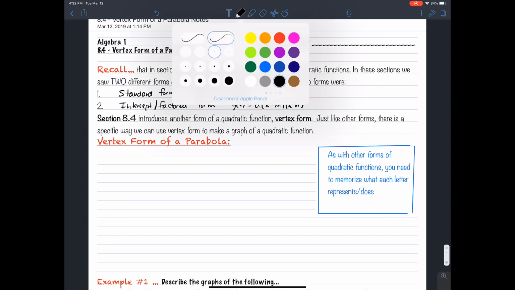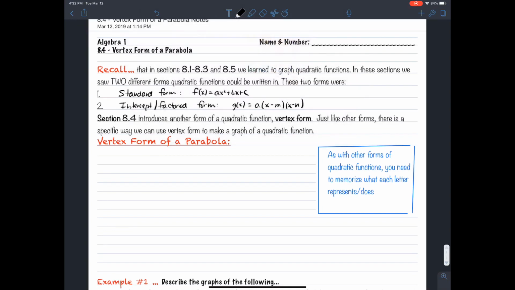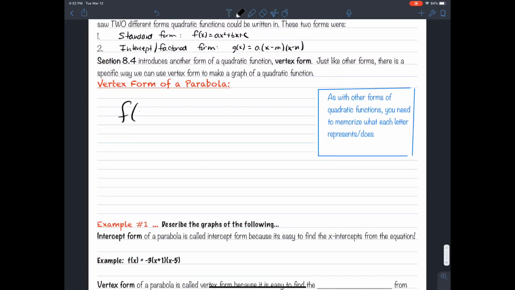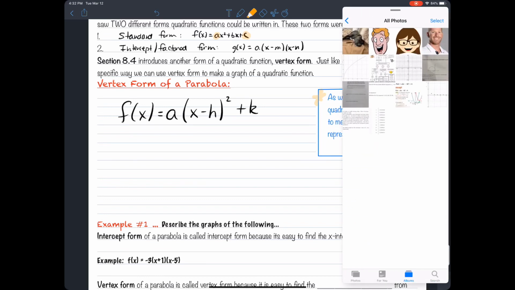So the vertex form of a parabola, first of all, can be written as f of x is equal to a, and then in parentheses, x minus h, squared, plus k. Now, just like with other forms like standard form, we did talk about how the letters a and c were responsible for some changes to the graph. We will have to do the same thing here. We want to know what each letter does. So a few things with vertex form. I'm going to bring up a graph of that.